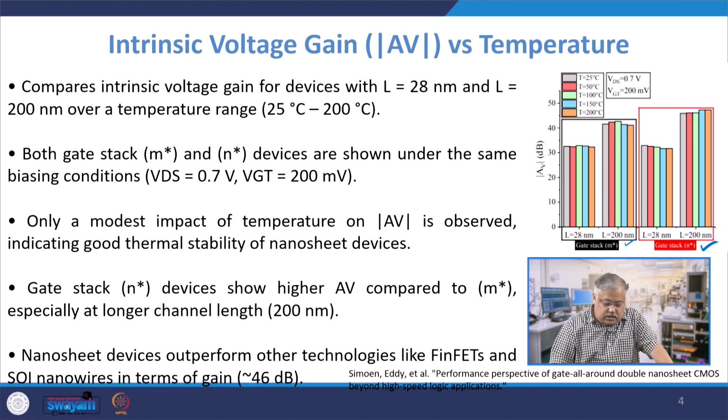In this case, it can be seen that if you compare this even with FinFETs and SOI technology, the NSFET technology performs better than FinFETs as compared to any SOI technology. The maximum gain you get is around 46 to 47 dB for VDS equals 0.7 volts and overdrive of 200 millivolts.